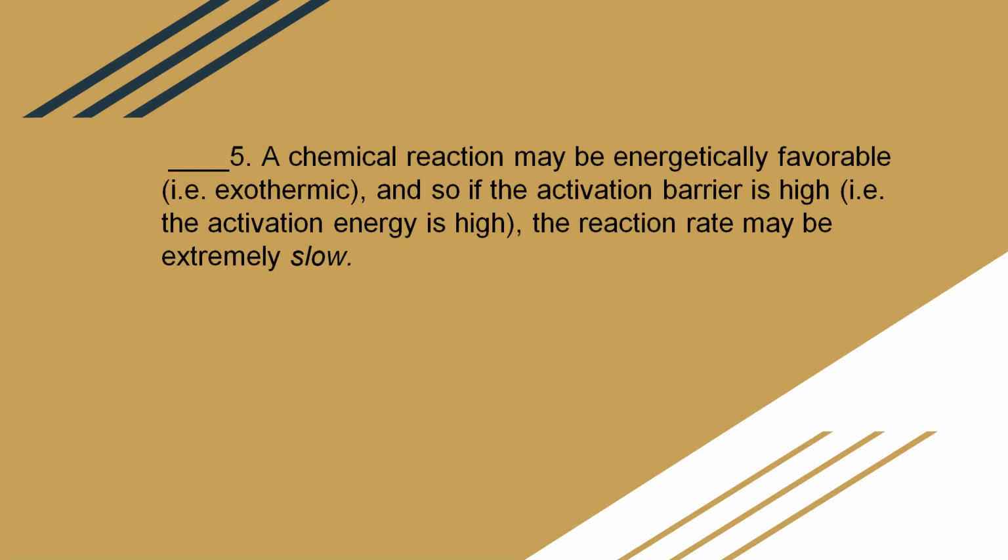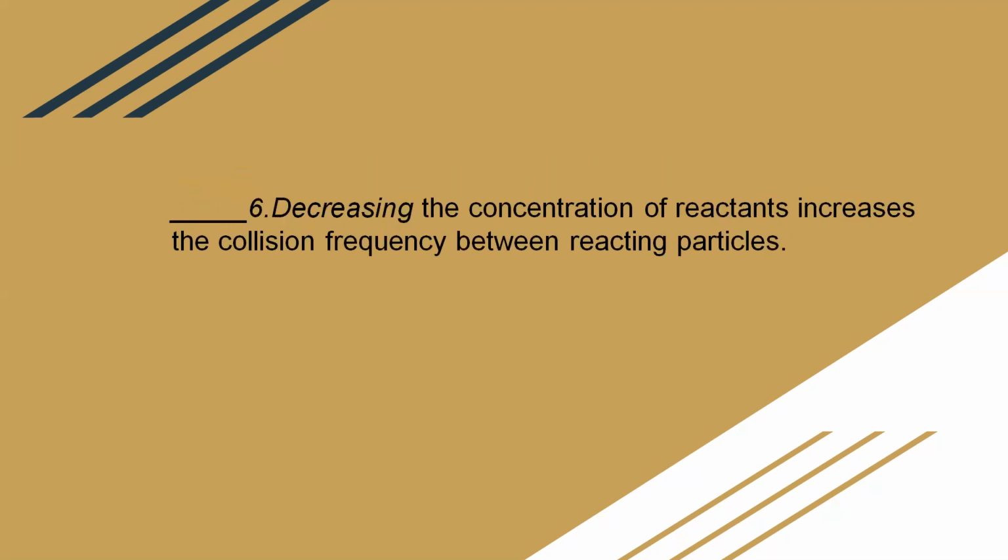Number five, a chemical reaction may be energetically favorable, for example, exothermic. And so, if the activation barrier is high, for example, the activation energy is high, the reaction rate may be extremely slow. So the answer is true. Number six, decreasing the concentration of reactants increases the collision frequency between reacting particles. The answer is increasing.